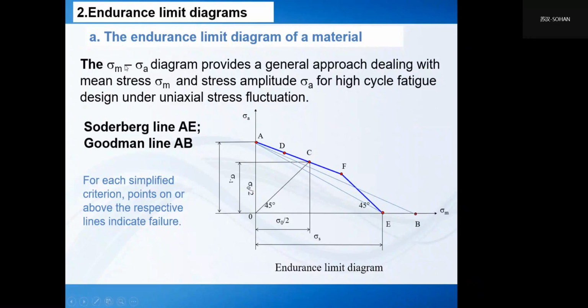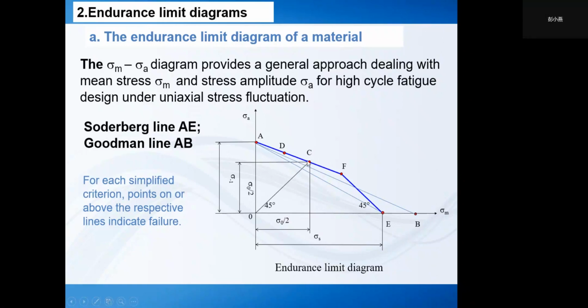Sigma M is the mean stress. Sigma A is the stress amplitude. And the sigma M, sigma A diagram provides a general approach dealing with the mean stress sigma M and the stress amplitude sigma A for high cycle fatigue design under axial stress fluctuating. And the curve is obtained from test.